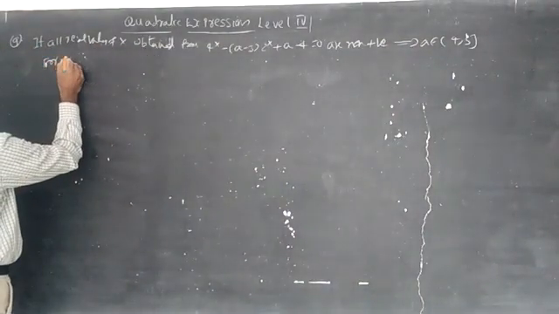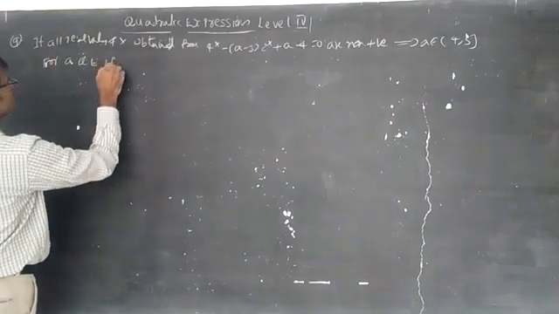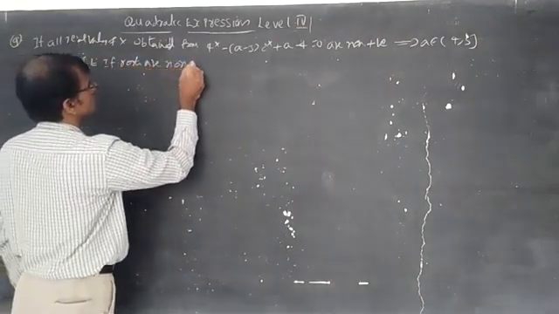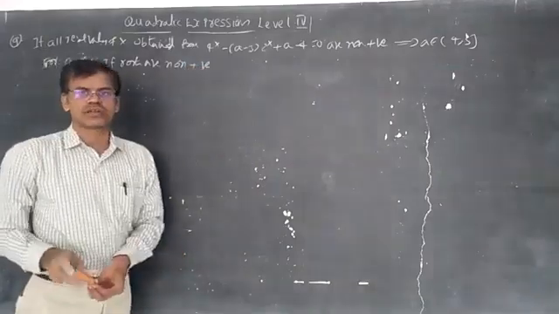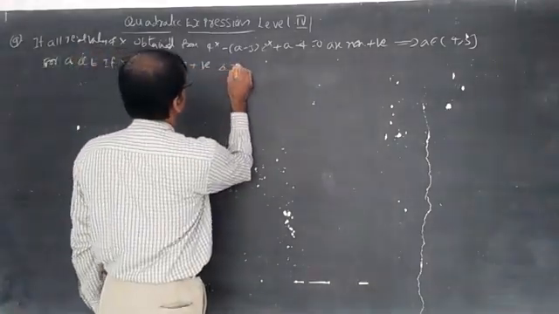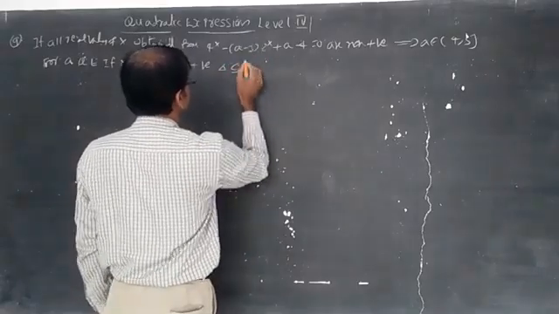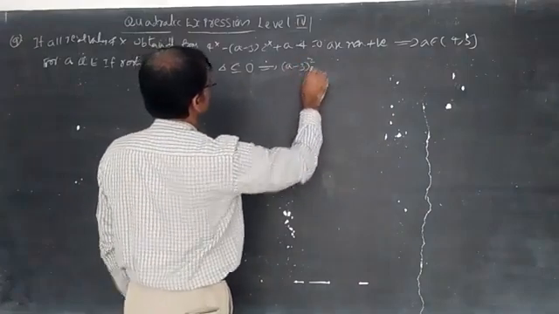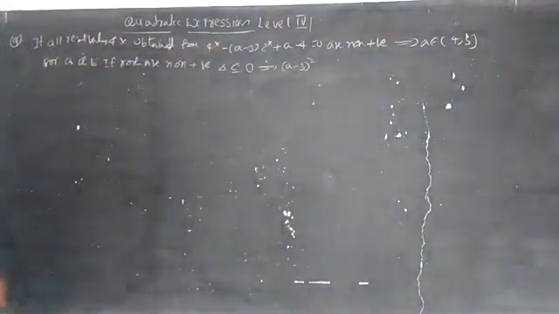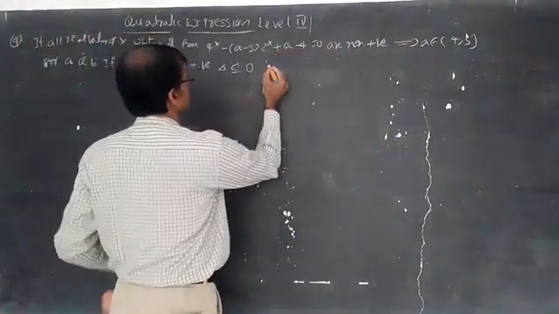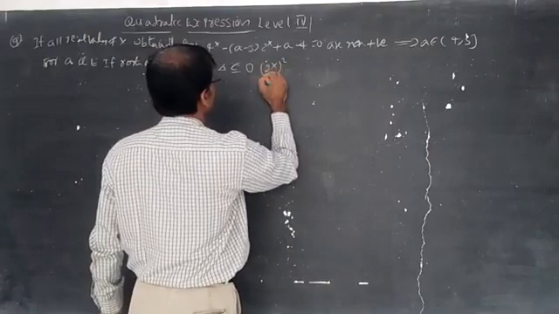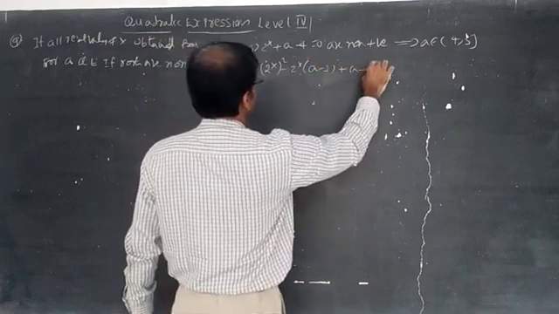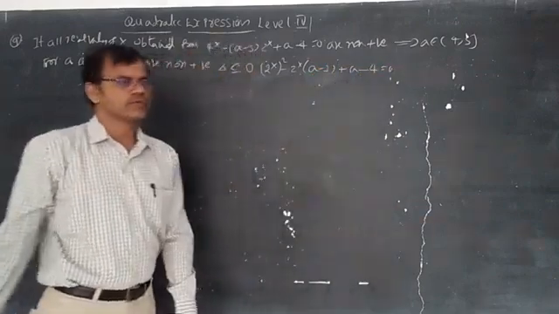For a quadratic equation, if roots are non-positive, then delta is less than or equal to 0. That implies here (a minus 3) whole square. So now this equation can be written as (2 power x) whole square minus 2 power x into (a minus 3) plus a minus 4 is equal to 0.